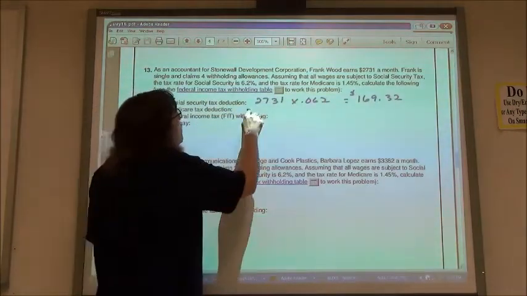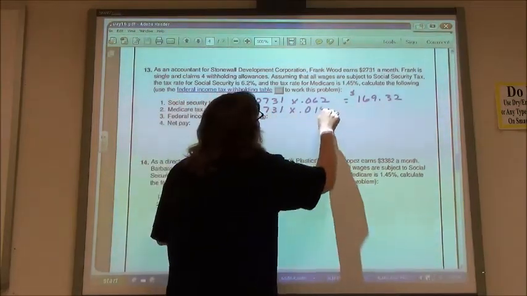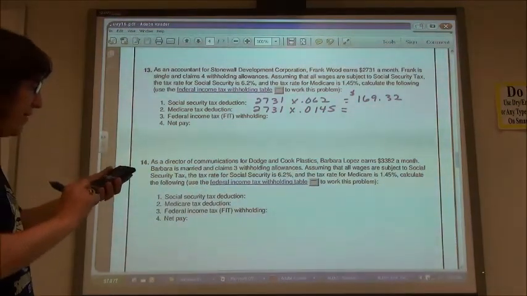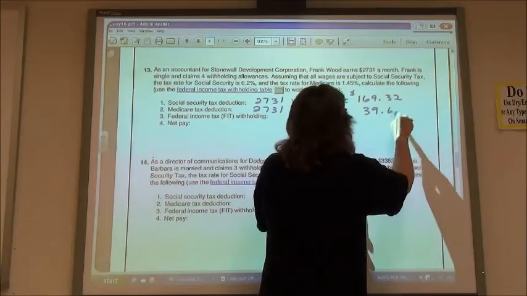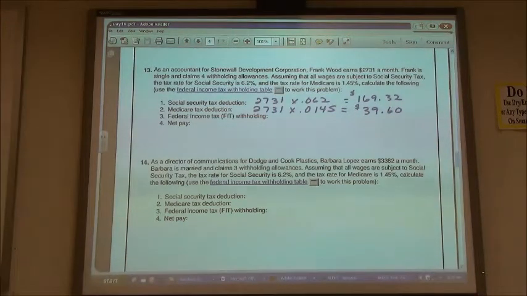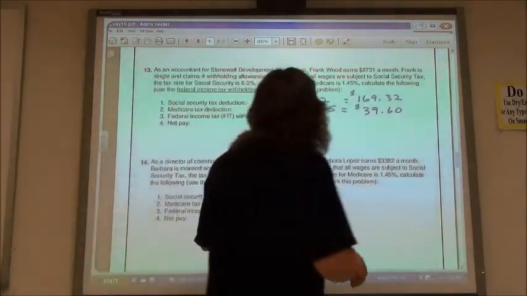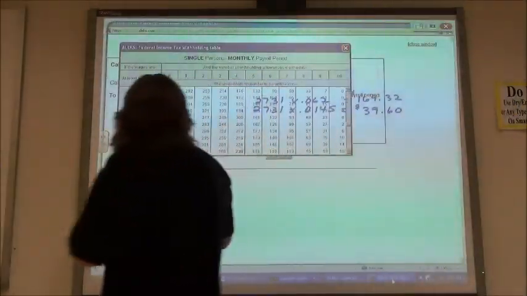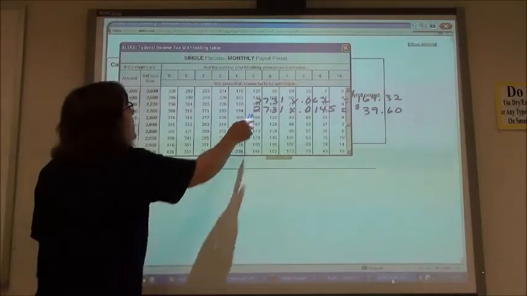For Medicare, we're using 1.45%, so we're going to take our $2,731 times 0.0145. So 2,731 times 0.0145 gives me $39, and I've got to round it up to 60 cents. $39.60. We have 0.599, so we have to round 59 up to 60. Federal income tax withholding, we're using that table. So we have to keep in mind $2,731 for withholdings. So if we bring up our table, $2,741, I believe it was, and it still has my writing over there, that's okay.